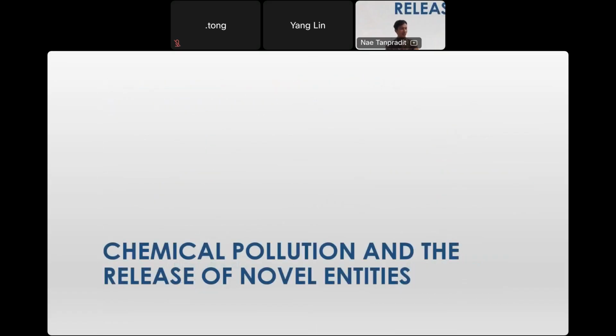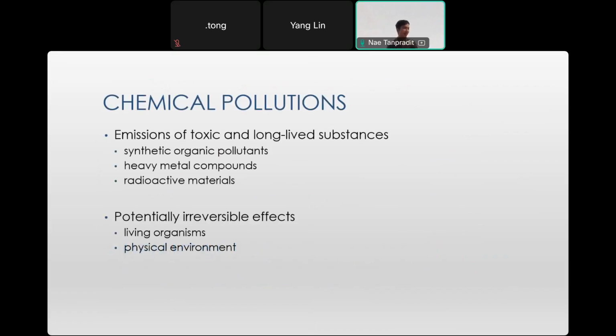Okay, next is chemical pollution. We will talk about this later. Chemical pollution is the emission of toxic and long-lived substances like heavy metals, synthetic organic pollutants, and radioactive materials. Radioactive materials, maybe we call them novel entities also.